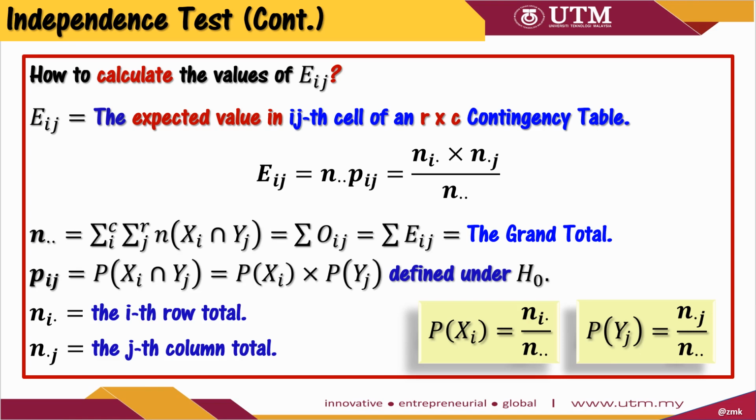Replacing P(xi) and P(yj) in the Eij formula, you can see that the multiplier n double dot is crossed out with one of the grand total expressions in the denominator, which finally gives us the formula for Eij, which is simply the product of the ith row total and the jth column total divided by the grand total.